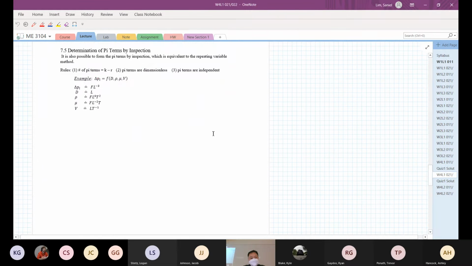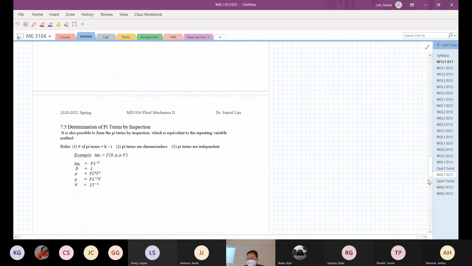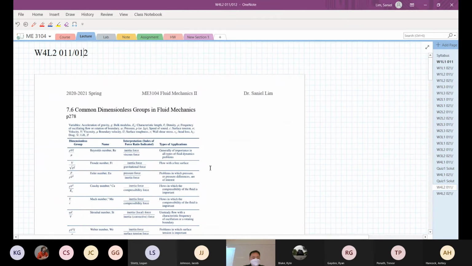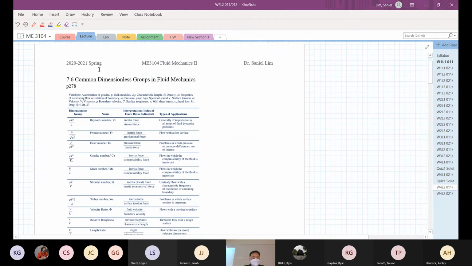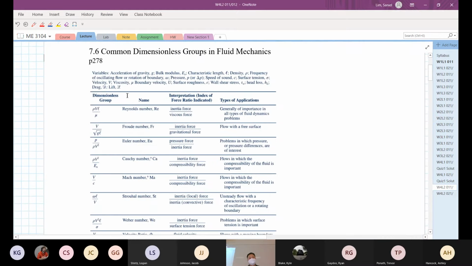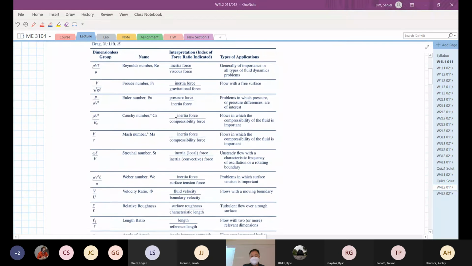All right. Here's the list of the common dimensionless groups. You can go to textbook page 278. If you have a slightly different textbook version, you might find that subchapter, common dimensionless groups in fluid mechanics. Then you will have the list of dimensionless coefficients. The most famous number is the Reynolds number.